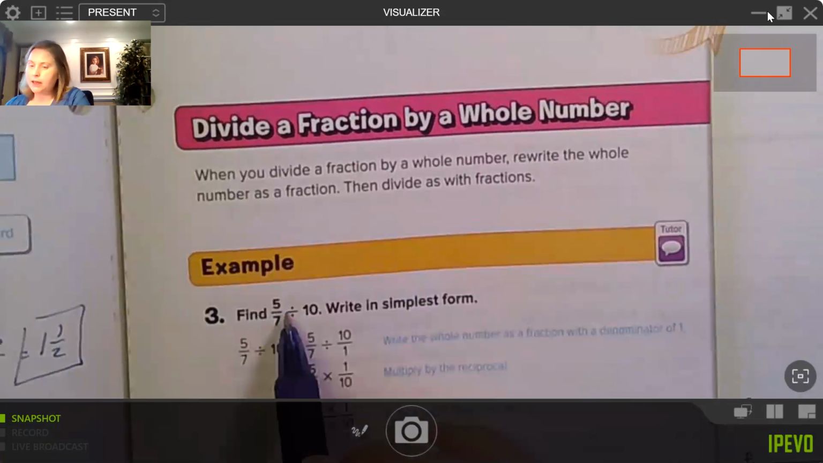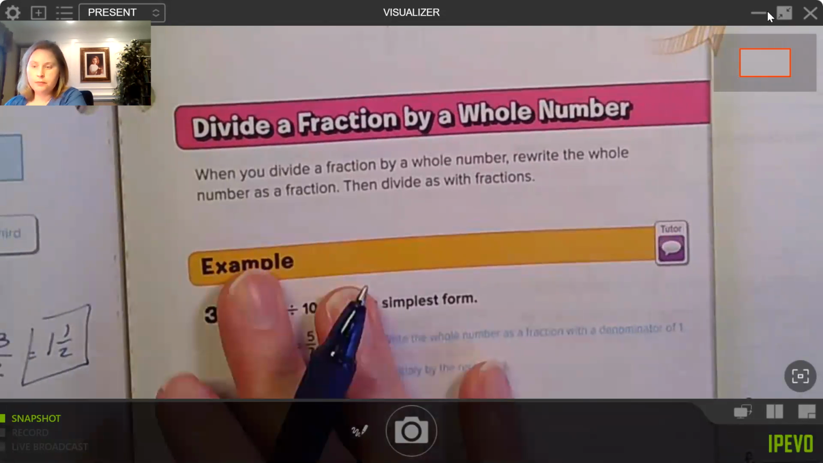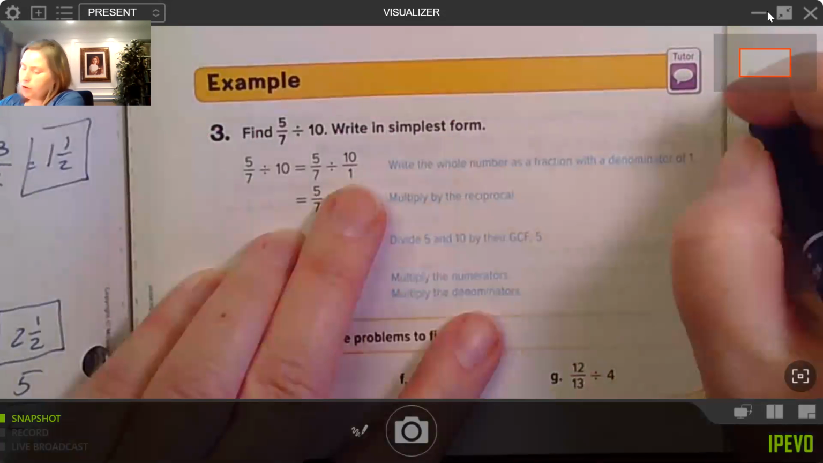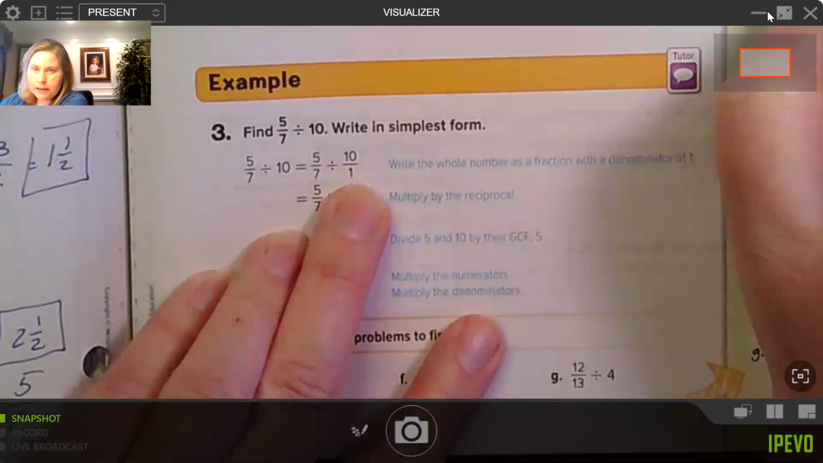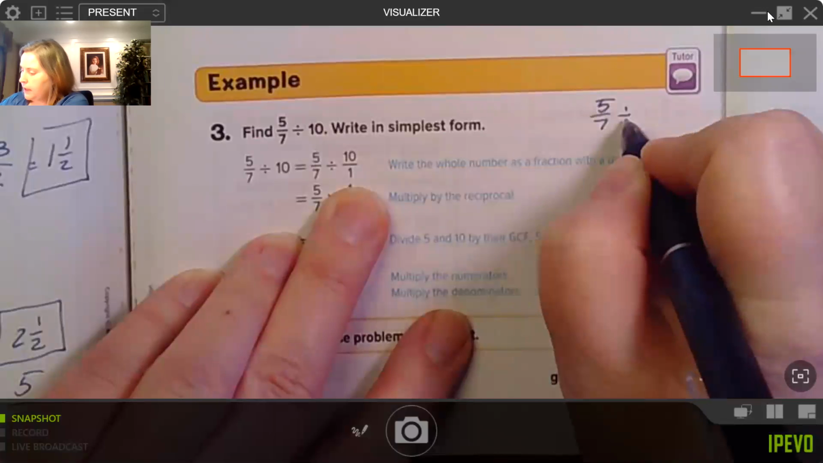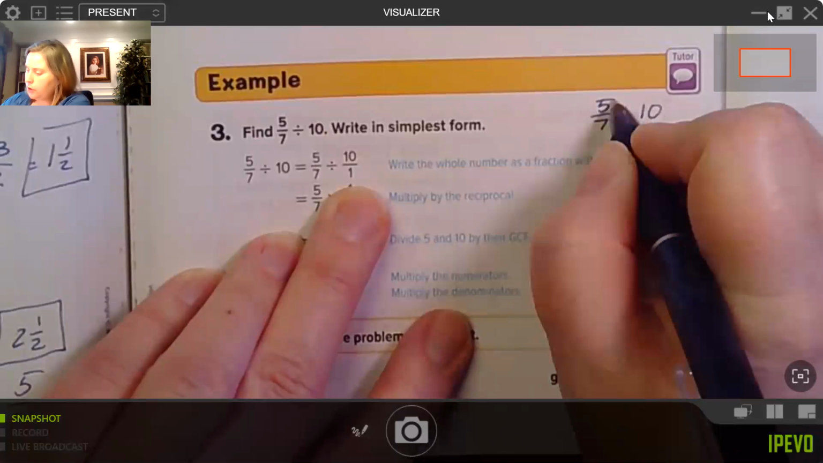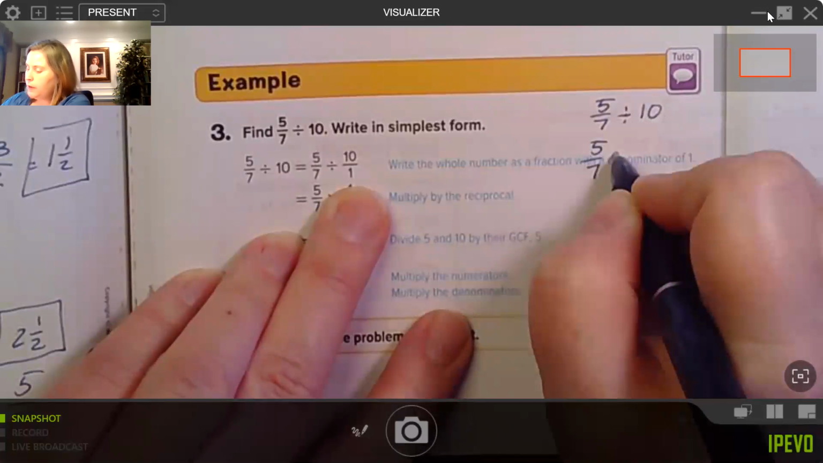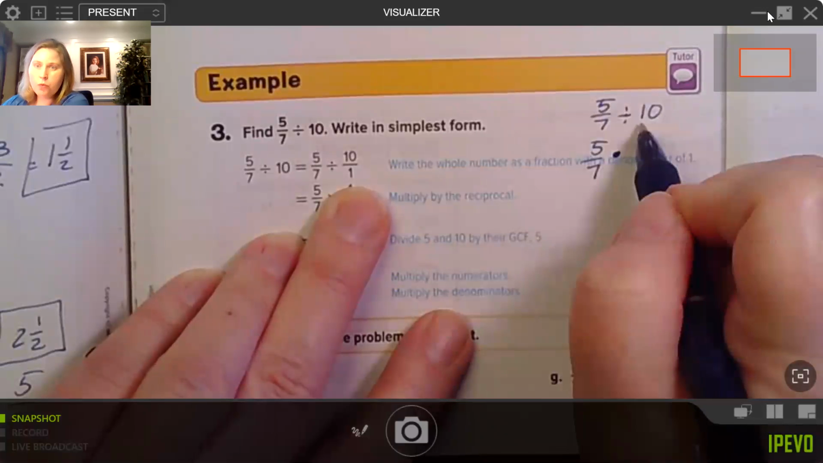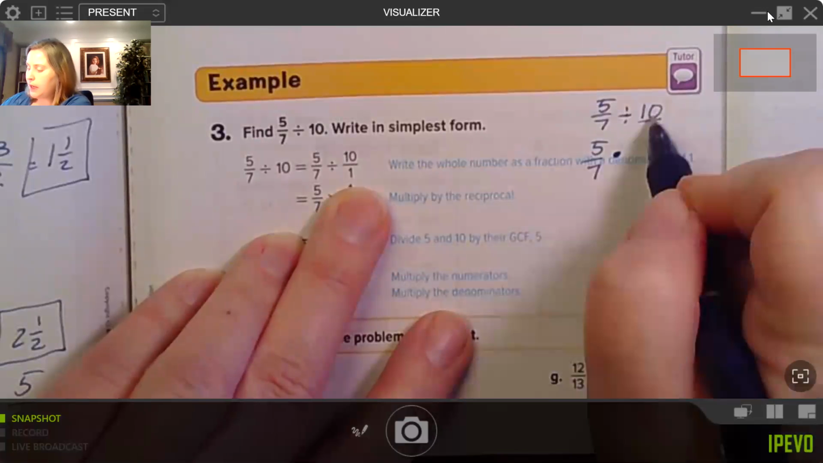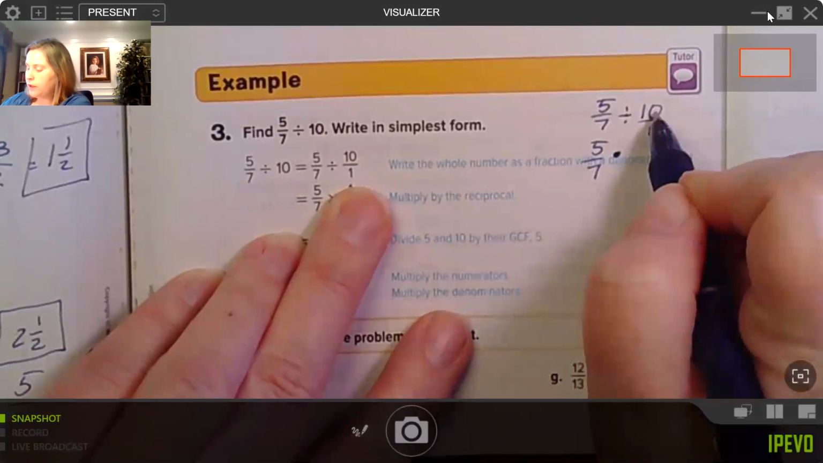Okay, so 5/7 divided by 10. And let's work right here. I think this is, yeah, 5/7 divided by 10. So the first number, we leave that alone. We'll change the divide to times. Now we have 10, which I'm going to write as 10 over 1. Since I changed divide to times, I have to change the 10 over 1 to 1 over 10.